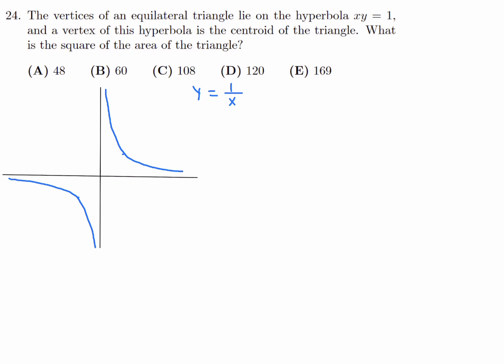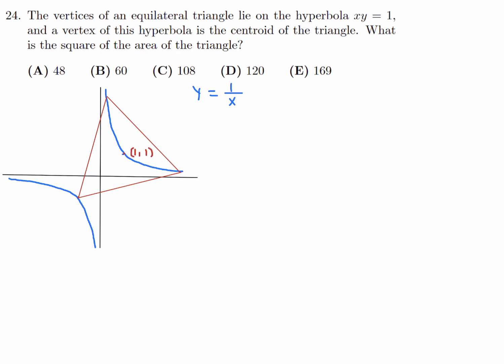Well, I think that if I put one vertex here, one vertex here, and one vertex here, that should be sufficiently close to creating an equilateral triangle. So let's see here. It may not be perfect, but something like that. And now they say that the vertex of this hyperbola, which is this right here, this is a vertex, and that vertex is basically the point 1, 1. They're saying that's the centroid.